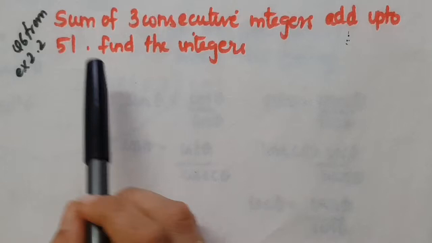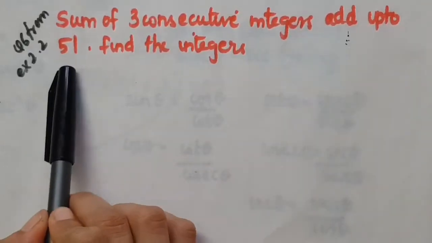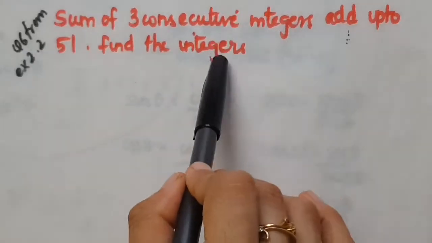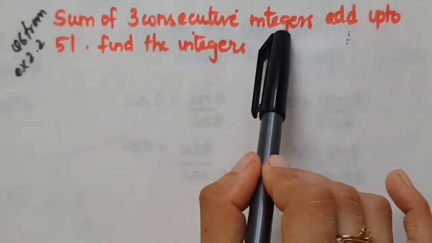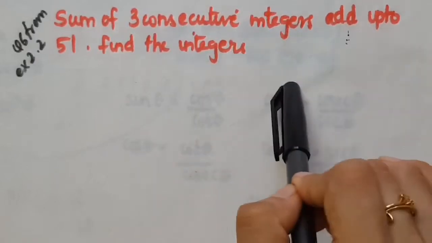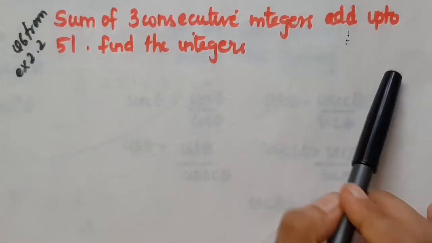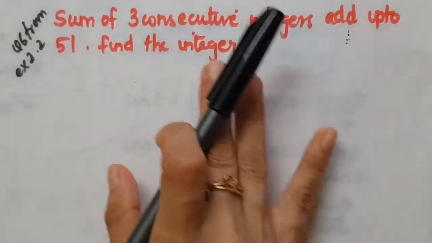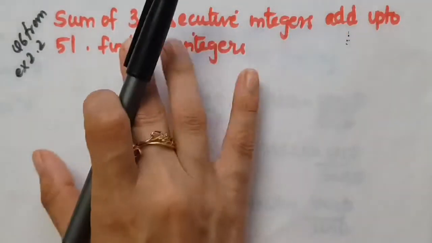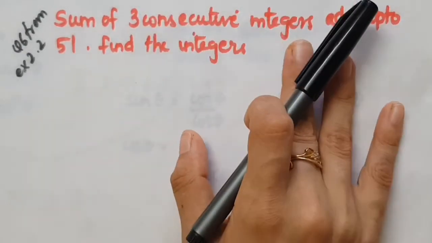We'll take another question: the sum of 3 consecutive integers adds up to 51. Find the integers. So what is the meaning of consecutive integers? Consecutive means the next one, that is 1, 2, 3 are 3 consecutive integers, then 4, 5, 6, 7, 8, 9 and so on. The next and next numbers are called consecutive integers.